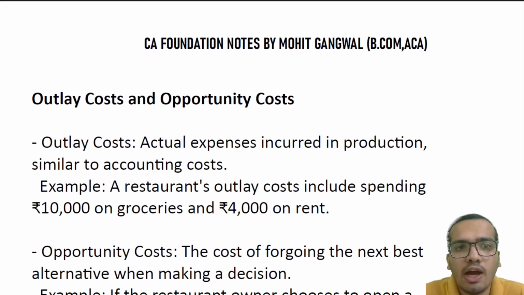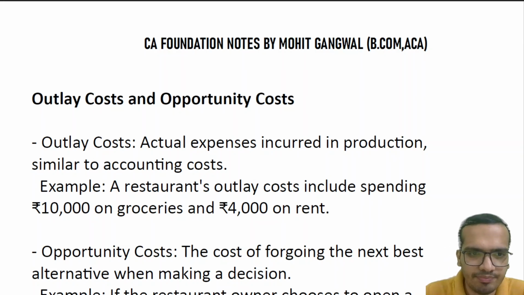Now comes outlay cost and opportunity cost. Outlay costs are the actual expenses incurred in production, similar to accounting cost. Example could be, a restaurant's outlay cost includes spending rupees 10000 on groceries and rupees 4000 on rent.